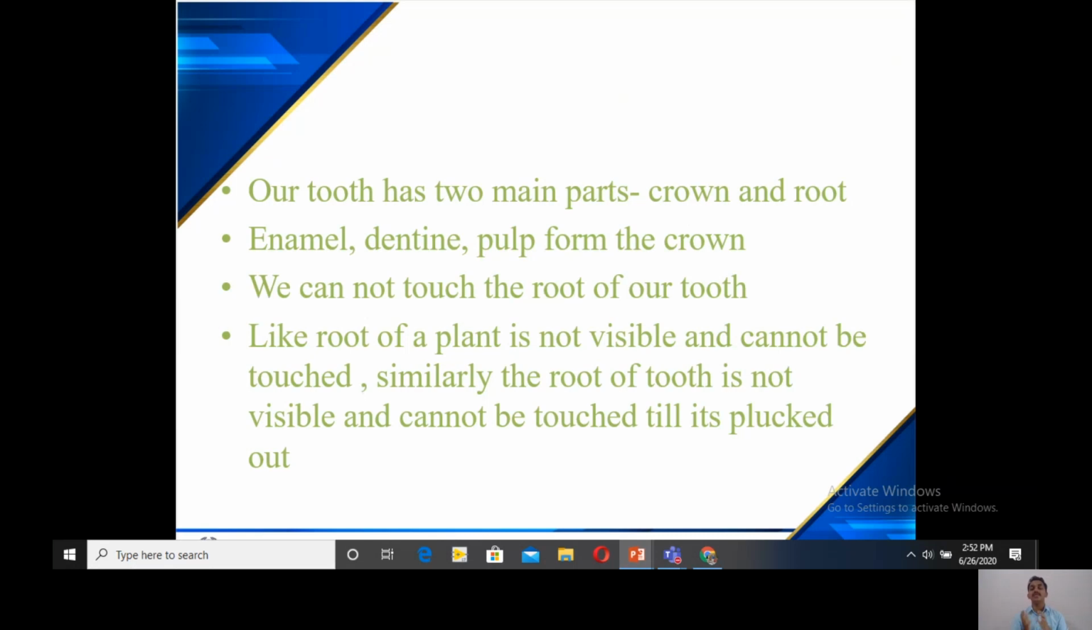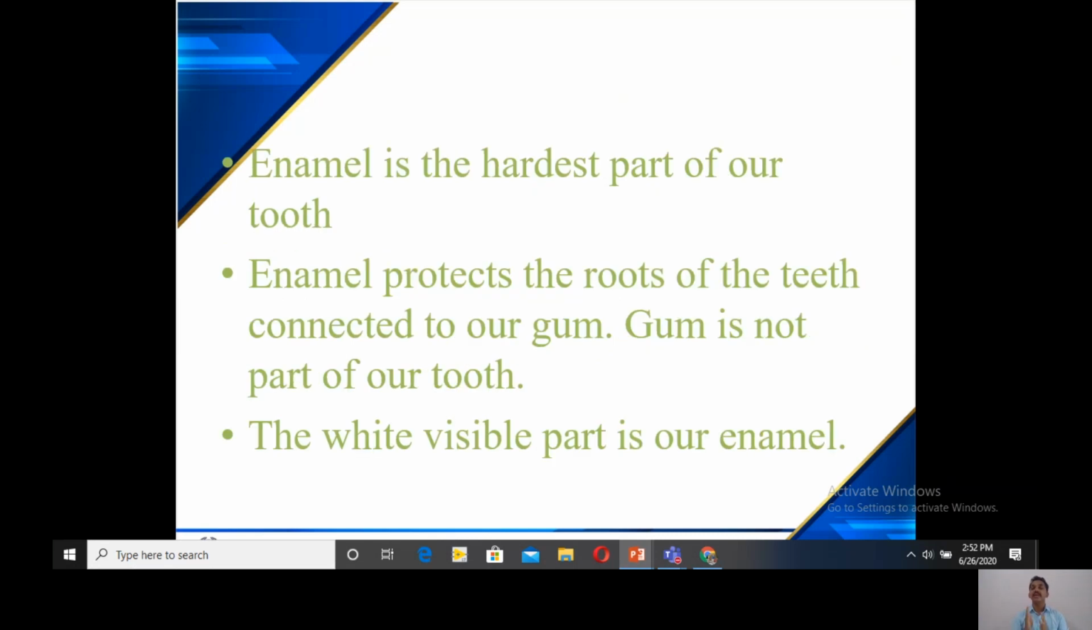Which is the hardest part of our tooth? Enamel. Enamel is the hardest part of our tooth. What is the function of enamel? Enamel protects the roots of the teeth connected to our gum.